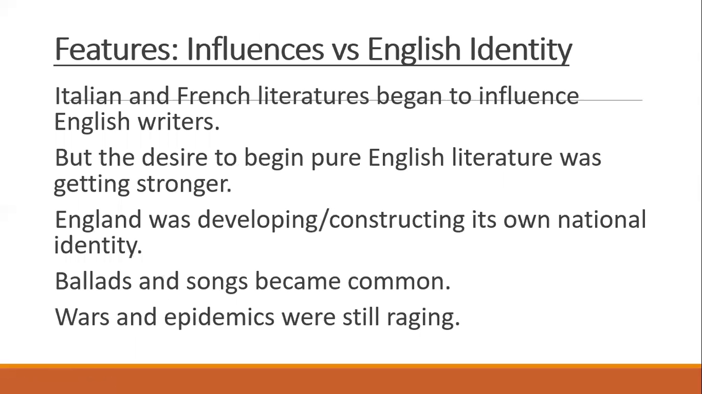Okay, more features of English, for the influences versus English identity. Now, Italian and French literatures began to influence English writers, and we said this also about Old English. But you should notice that the language became much clearer, right? Because we could read it, and this is what Chaucer tried to do. He tried to emphasize the English identity, the English language, not only give Latin or French words or French language.